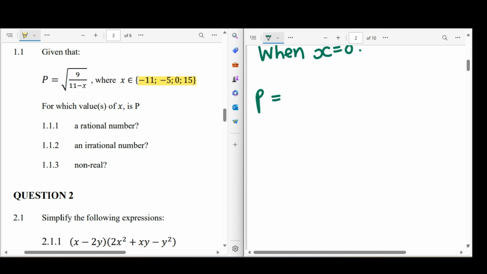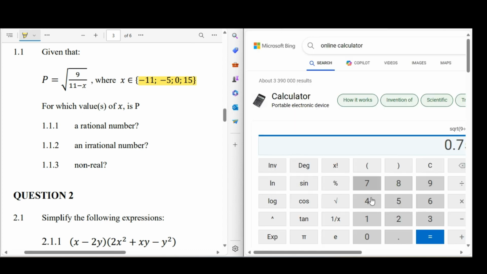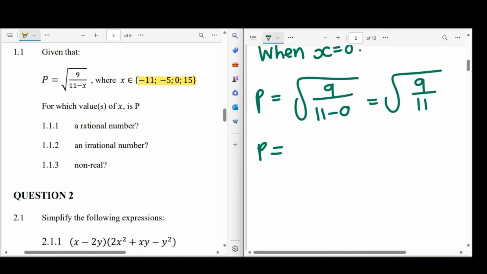Let's see, p is the square root of 9 over 11 minus 0. So that is just going to be the square root of 9 over 11, because 11 take away 0 is 11. So let's work this out. Again, the square root of 9 over 11 is 0.90453. Actually, that is what we had before, basically. And it just carries on, so we can assume that it's non-terminating.